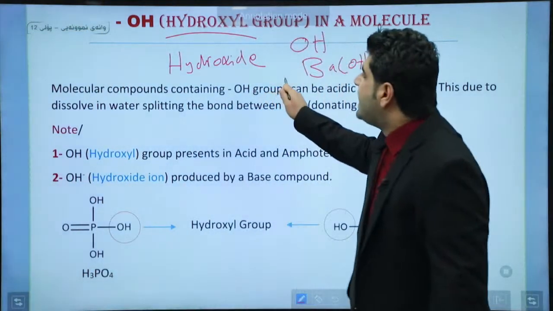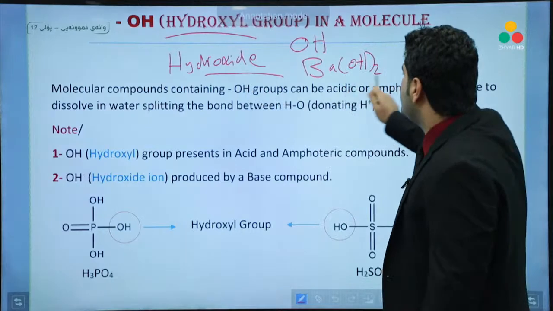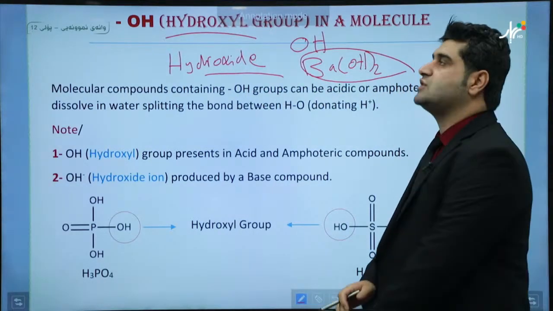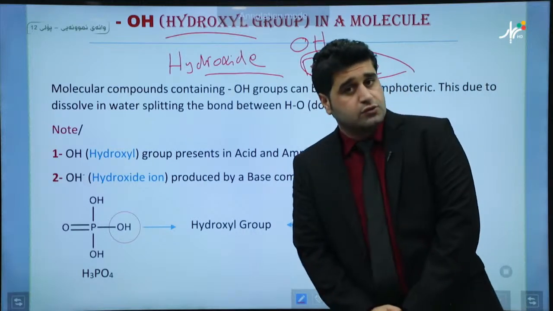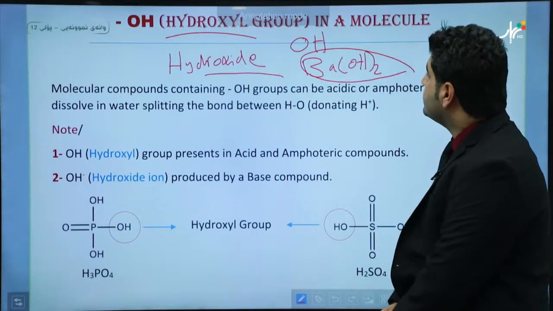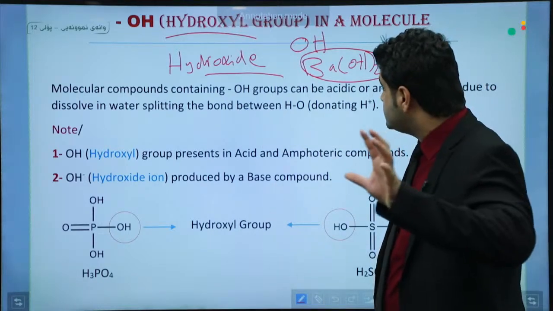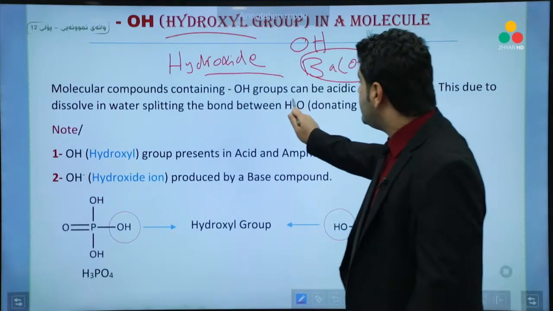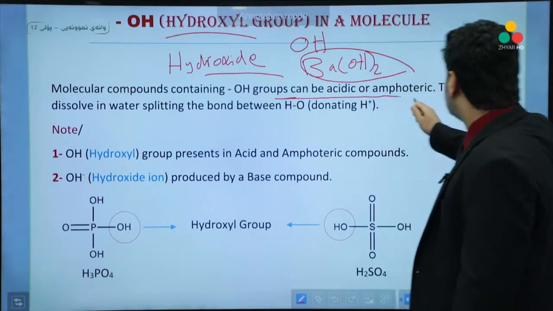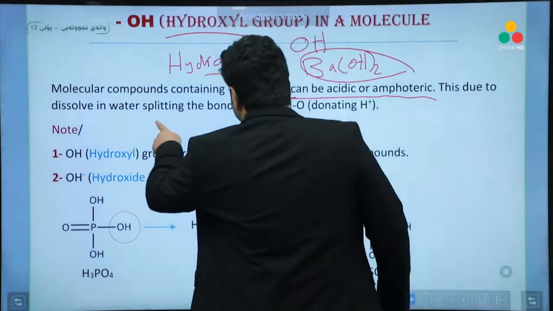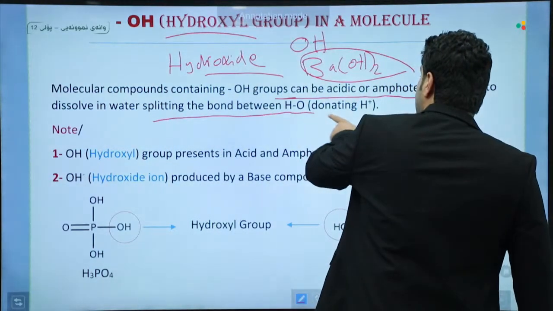For the hydroxide, -ide, we have hydroxide in the strong base compounds: NaOH, Ba(OH)2, Ca(OH)2, LiOH, KOH. But for the hydroxyl group, look, a molecular compound containing OH group can be acidic or amphoteric. This is due to dissolving in water, splitting the bond between O and H.